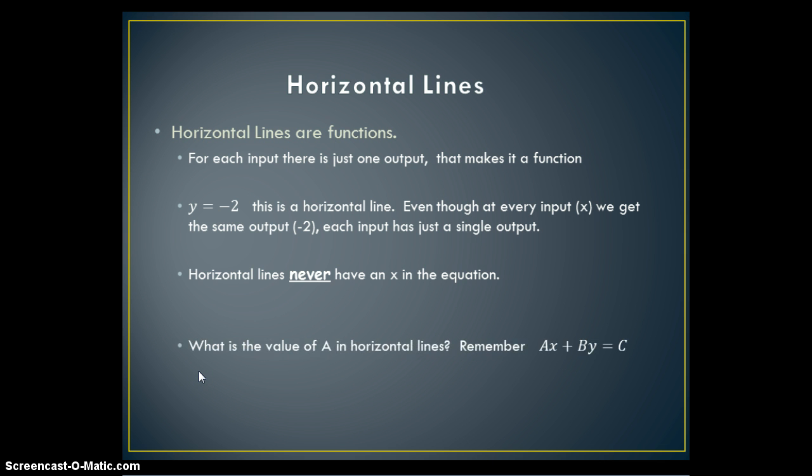So what is the value of a in horizontal lines? Remember, ax plus by equals c. What would be the coefficient in front of the x that would get rid of it? Yes, a is always equal to 0 in horizontal lines.